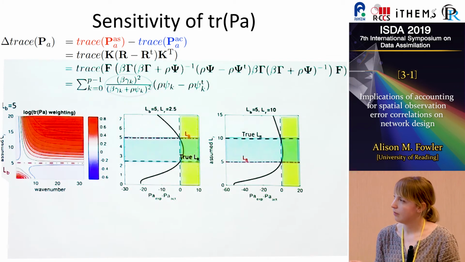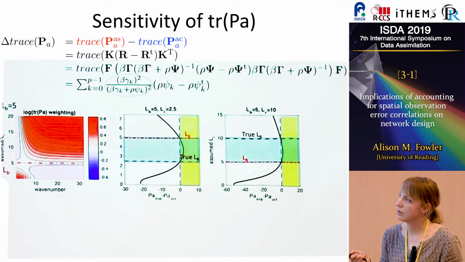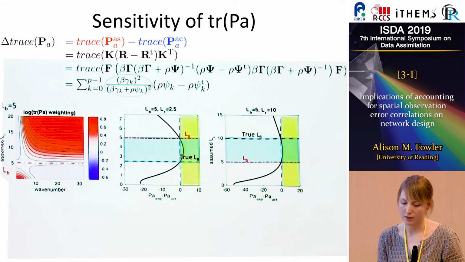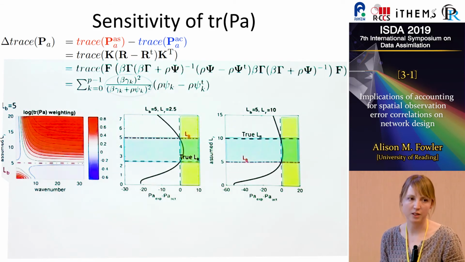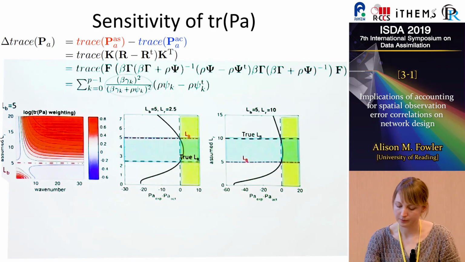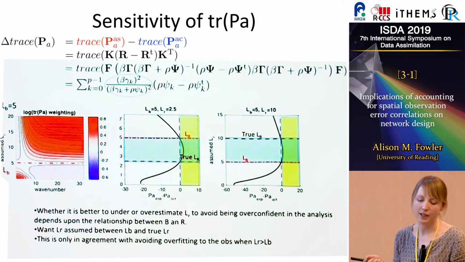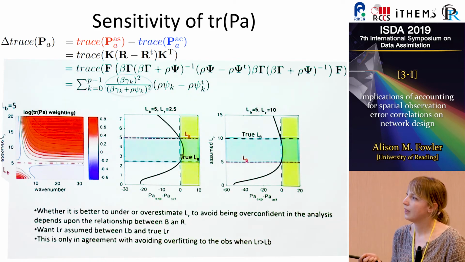So this time, we see that in order to satisfy that, it means that we want our assumed length scales in our R matrix to be between those in the B matrix and those in the true R matrix. So whether it's better to under or overestimate the length scales in R depends on how B and R relate. So this is slightly different to the previous metric, where we saw it was generally better to underestimate the length scales in R.